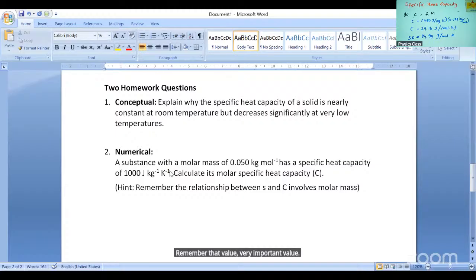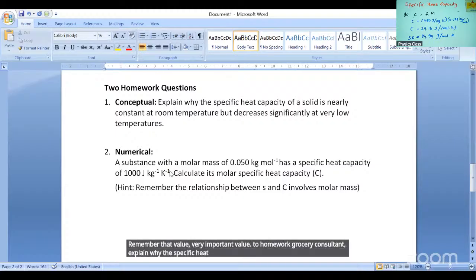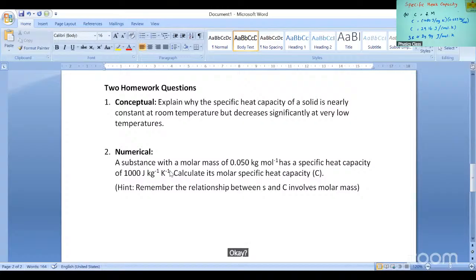Homework question: explain why the specific heat capacity of a solid is nearly constant at room temperature, but decreases significantly at very low temperature. Numerical: a substance with a molar mass of 0.050 kilogram per mole has a specific heat capacity of 1000 joule kg inverse Kelvin inverse. Calculate its molar specific heat capacity C. Hint: remember the relationship between S and C involves molar mass. You already know that.